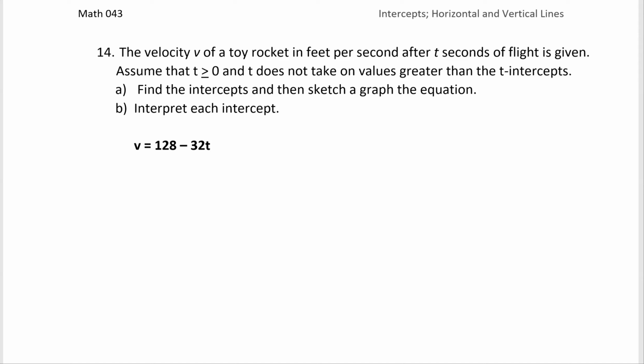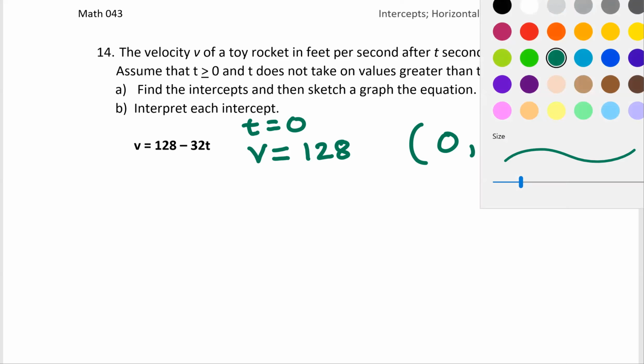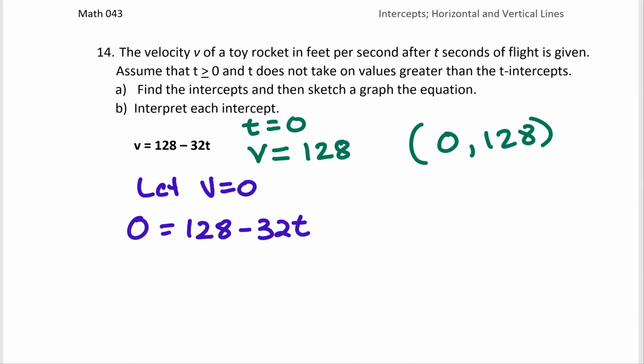All right, so the first thing we want to do is let's set t equal to 0. When we substitute in 0 for t, we have v is equal to 128. So that is our ordered pair, 0, 128. Now if we let v equals 0, I'm going to add 32t to both sides.